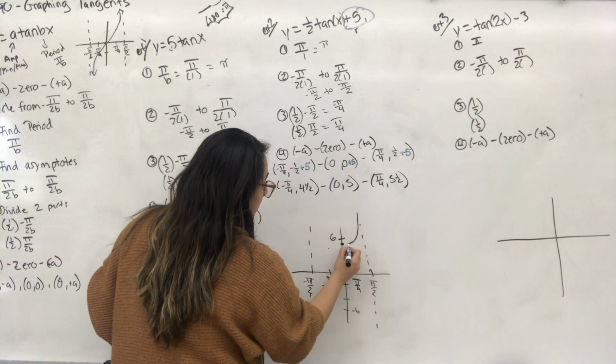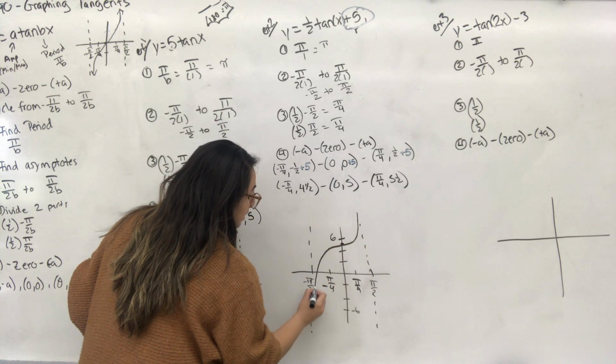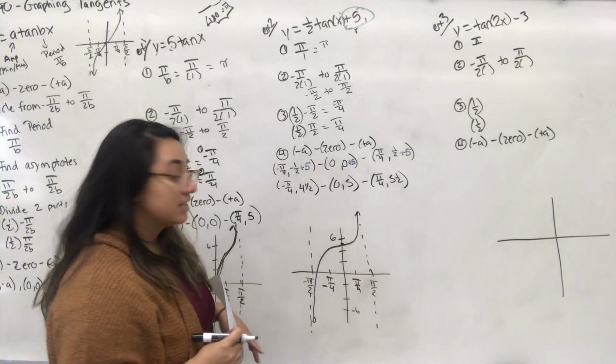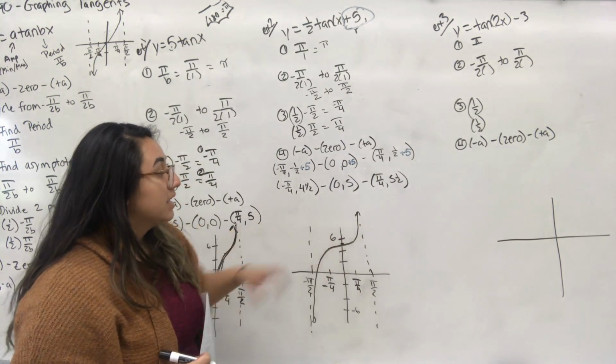So this asymptote is very, very close. And it's always going to go right next to the lines, the dotted lines there. It's not going to go on top of the lines. And that's your one period there.